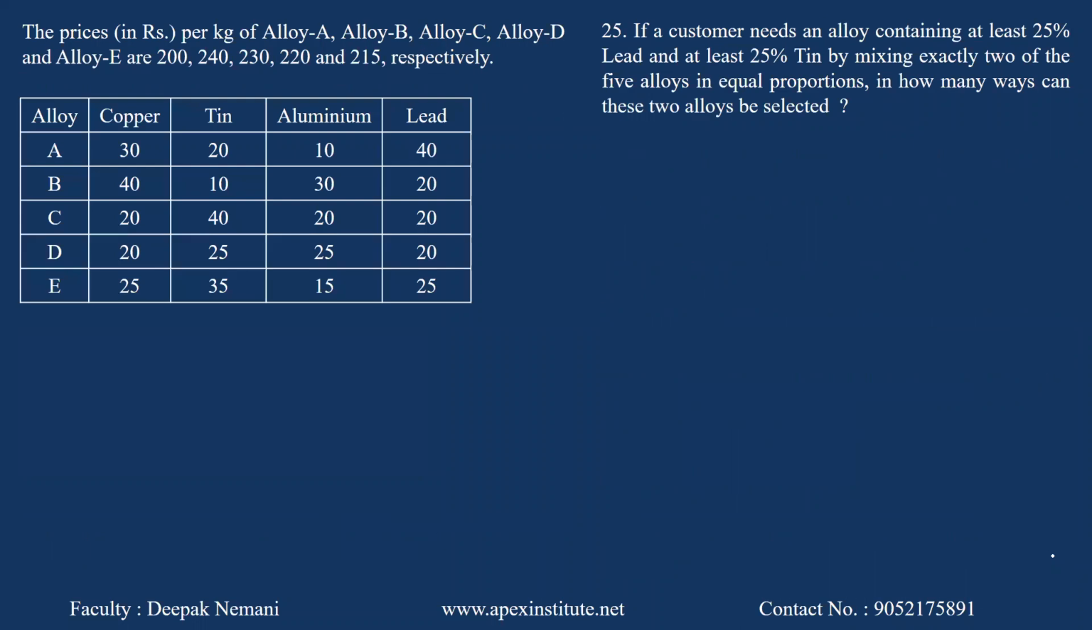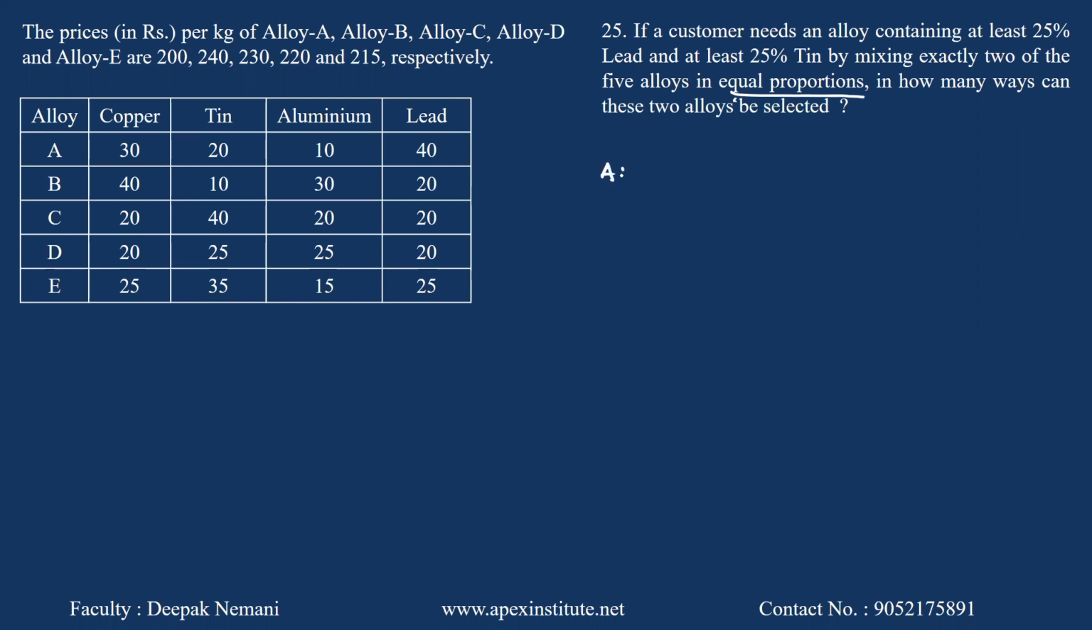Now coming to the first set. So 25. So I have arranged the percentage distribution of copper, tin, aluminum, and lead for these 5 alloys in this table. Now let's understand 25th question. If a customer needs an alloy containing at least 25% of lead and at least 25% of tin by mixing exactly two of the five alloys in equal proportions, in how many ways can these two alloys be selected? So you have to mix two alloys from these five.